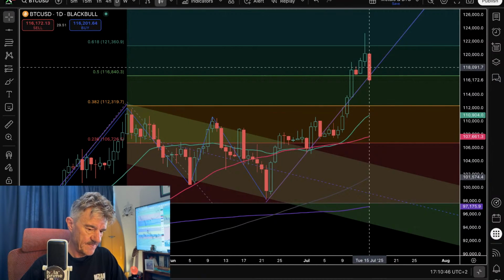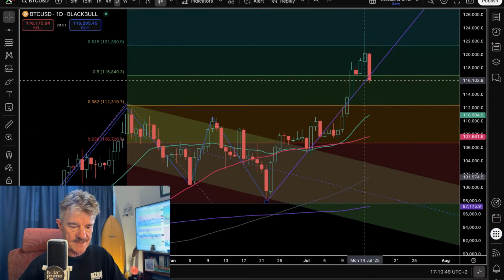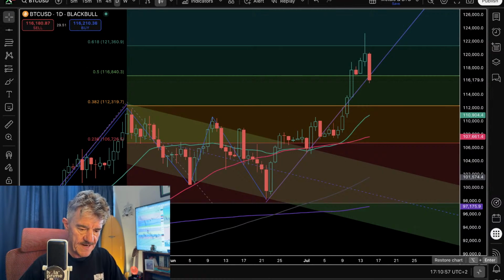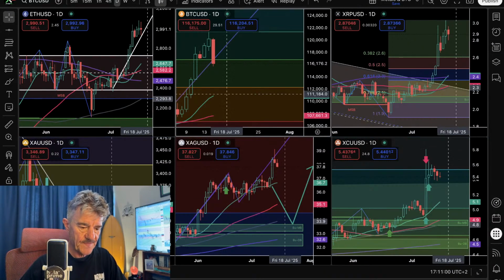And then the day after that, now that we've pulled back down to the gradient, we're not going too fast anymore. And once we've corrected that, which we've done now already, I think we could form a base over a number of hours or even days and then carry on moving up.